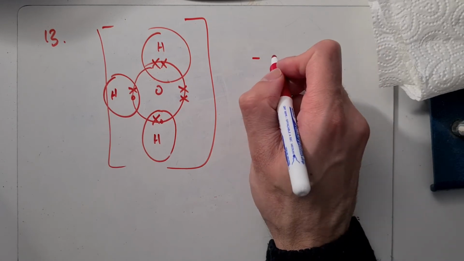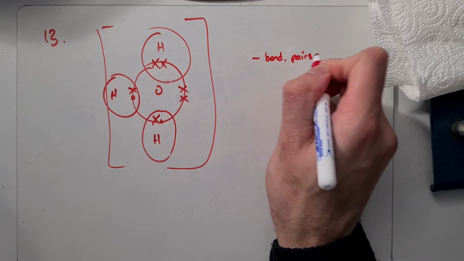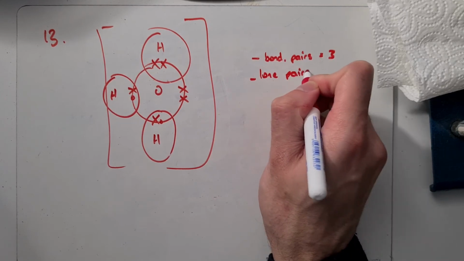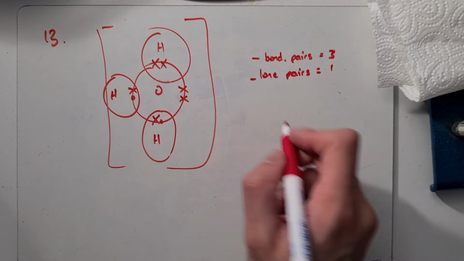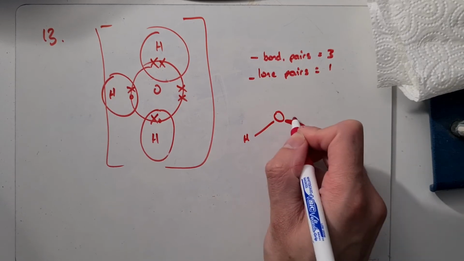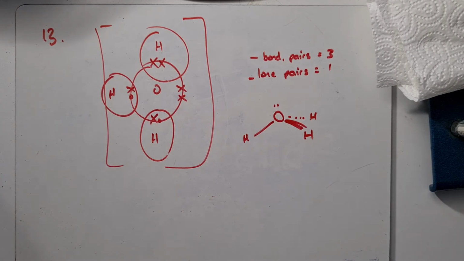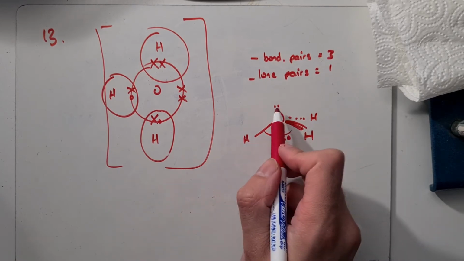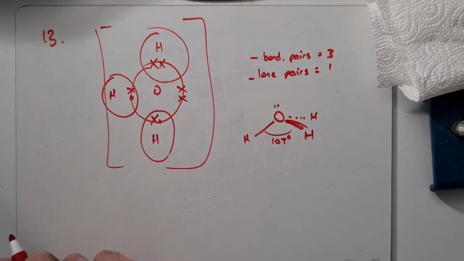So if we look at the number of bonded pairs, we've got 3, and if we look at the number of lone pairs, we have 1 around the central oxygen atom. So if it's 3 bond pairs and 1 lone pair, we will have this shape, which is our trigonal pyramidal. And the bond angle in here is 107 degrees. That lone pair reduces it from the tetrahedral by 2.5. So the answer to 13 will be B.